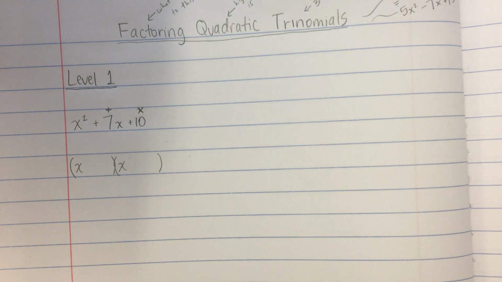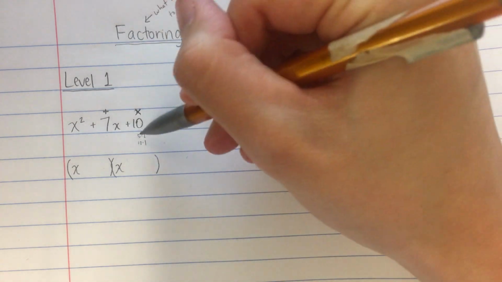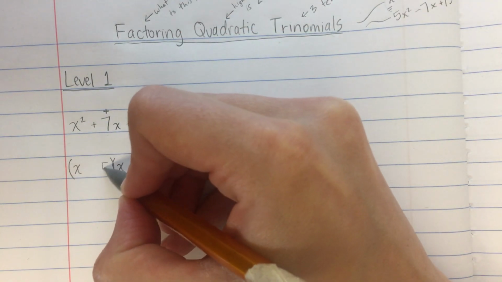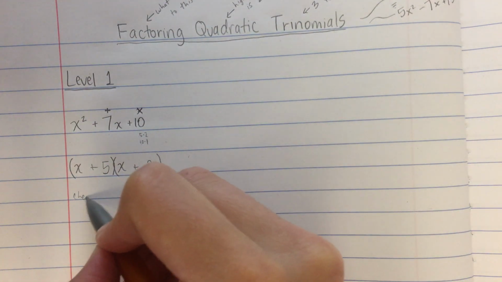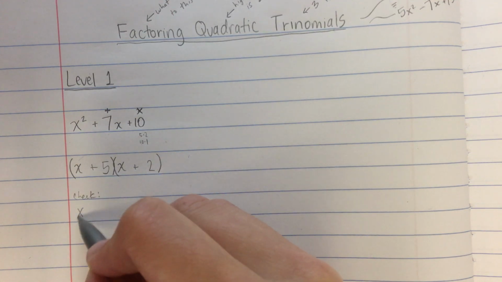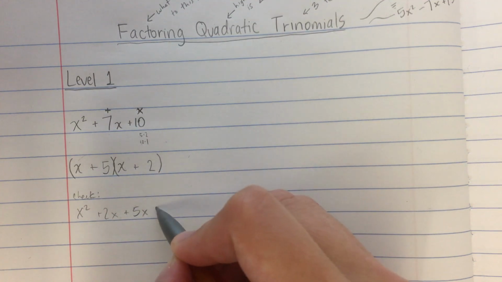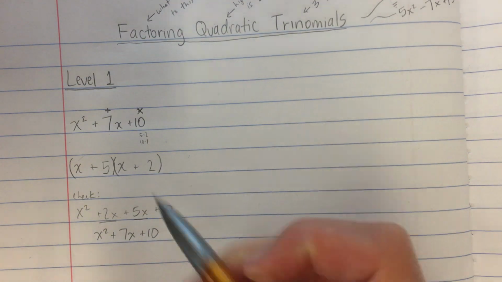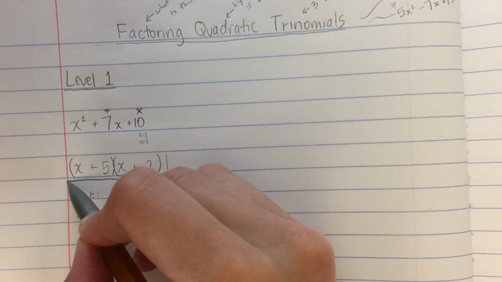So right now I'm thinking of two numbers that multiply to 10 and add to 7. Numbers that multiply to 10 are 5 and 2, and 10 times 1. 10 and 1 don't add to 7. So 5 and 2 have to be our answer here. So this is positive 5 and positive 2. Okay, and let's just check really quick. X times x is x squared. X times 2 is 2x. 5 times x is 5x. 5 times 2 is 10. When I combine these like terms, okay, so I multiplied to check, right? I factored to get this. This is my answer.